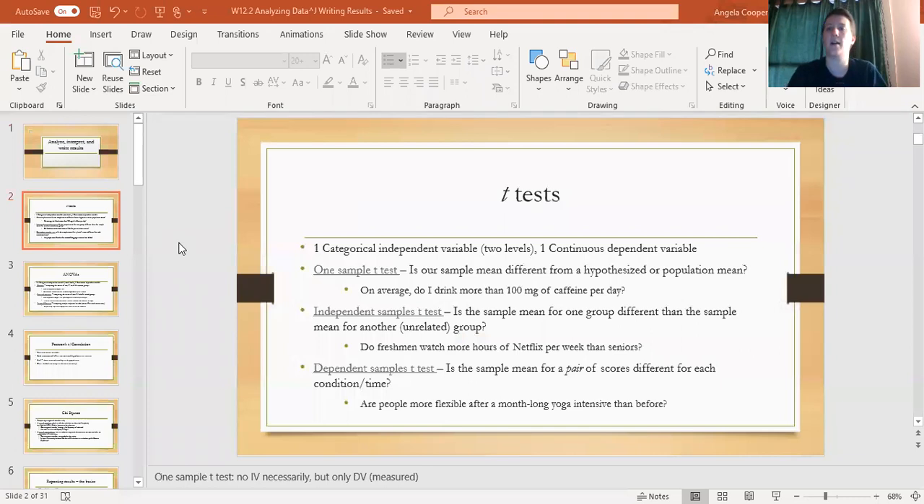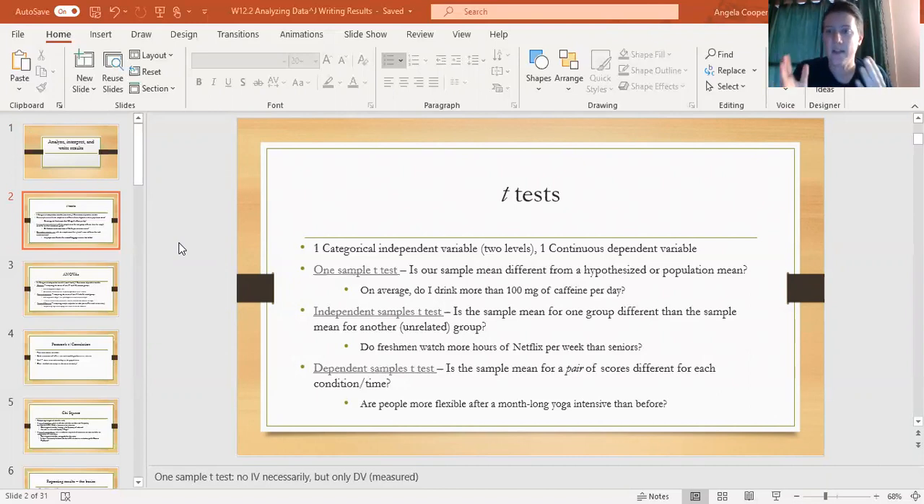So to start, some of the different tests that we have are t-tests. There are several different kinds of t-tests, and primarily you guys are dealing with independent and dependent samples t-tests. But typically, t-tests include one categorical independent variable that has two levels or two conditions.